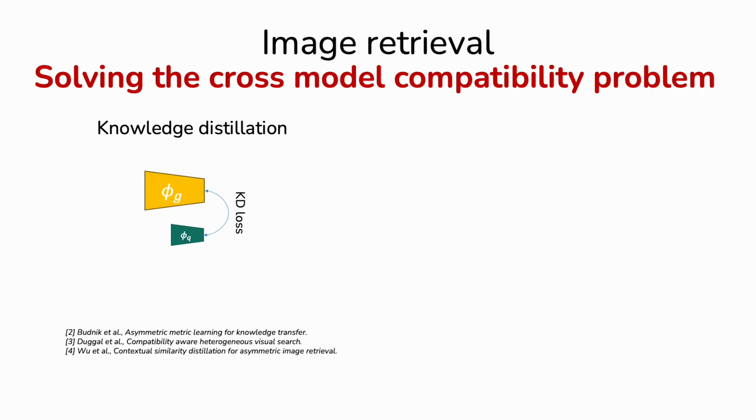Previous asymmetric retrieval methods used knowledge distillation-based approaches in order to restrict the query model embedding space to be compatible with that of the gallery model. This method shows significant accuracy improvement compared to methods using only the lightweight query model both for indexing and for querying. However, the accuracy of all these methods is also upper bounded by the gallery model's accuracy and is usually lower than when a large model is used both for indexing and for querying.